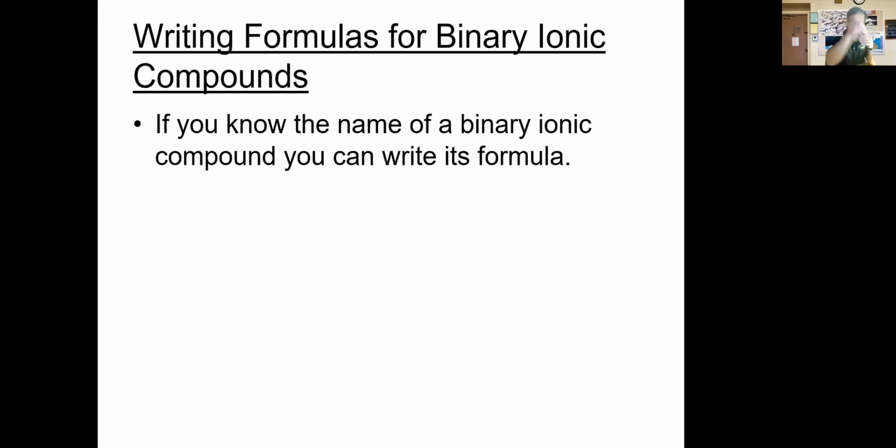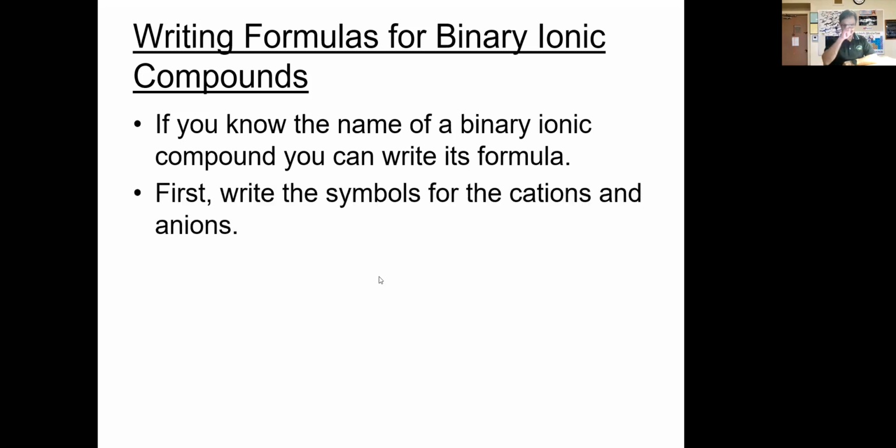We're going to go backwards. We're going to go backwards to get the formula if we are given the name. Okay, so if we know the name of the binary compound, we need to know how to write out the formula. What we're going to do is first make sure we identify that we have a binary compound, and that it's ionic. Then once we have those two questions established, we can go ahead and write down the symbol for the cation and the symbol for the anion.